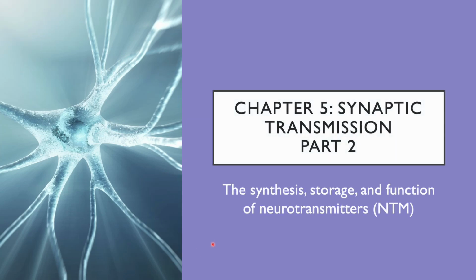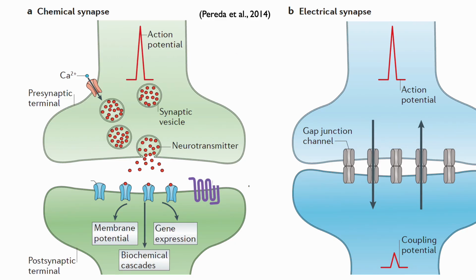Welcome back. Today we are going to be discussing Chapter 5, Part 2, where we're going to discuss the synthesis, storage, and function of neurotransmitters. In our last class, we discussed the two key types of synapses, chemical synapses and electrical synapses. Remember that chemical synapses are used more often than electrical synapses, although we did cover both.